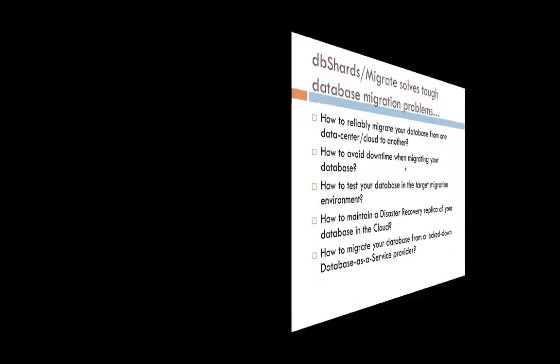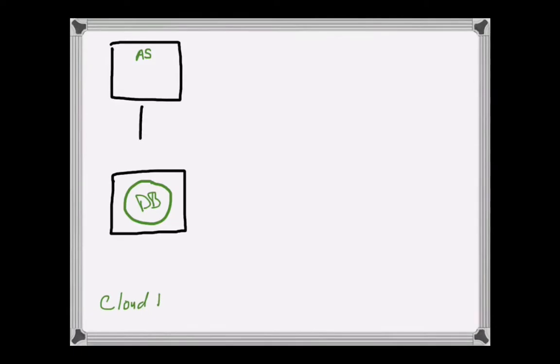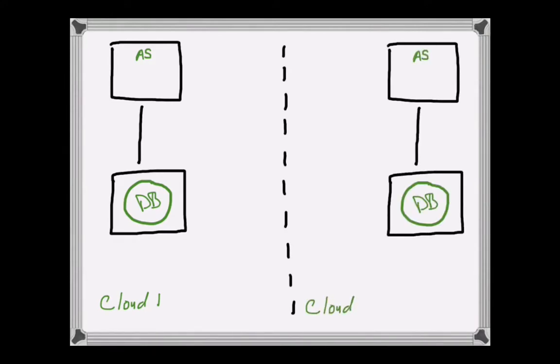Let's take a look at how this works. Let's say we have an application server and a database, and it's running in Cloud 1. What we want to do is reliably migrate that so that we have exactly the same setup in Cloud 2. So let's draw another picture of Cloud 2 here. At the end of the process, what we'd like to have is the application server, of course, and the database server running in Cloud 2.